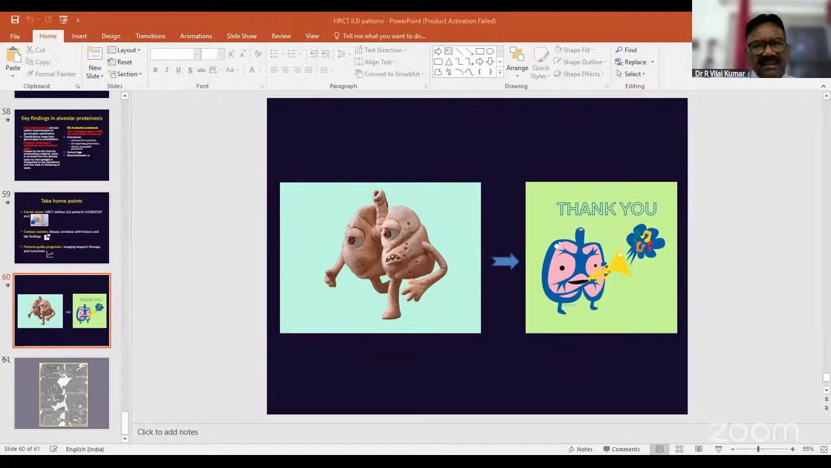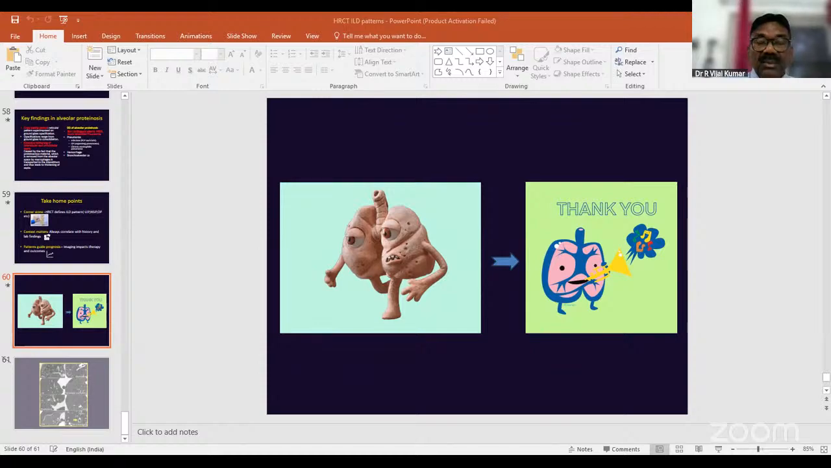And HRCT shows the characteristic lung damage which happens in COVID-19, especially the ground glass opacities, sometimes even consolidation. And what is more important is the HRCT used to tell us the percentage of damage which happened because of the COVID-19. So it was very useful for diagnosis with and without throat swab. And it was also very useful for prognostication purposes.